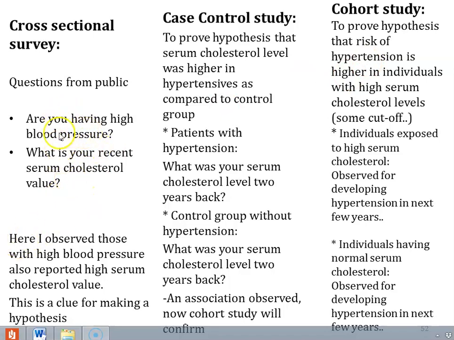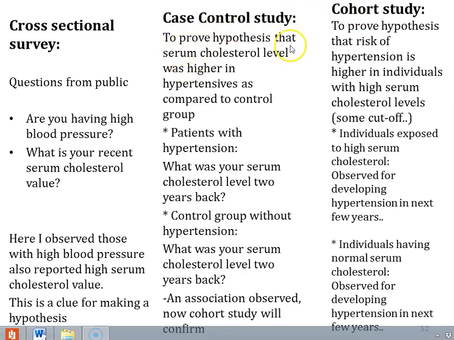Now, if I find that those persons who are having high cholesterol levels are also reporting high blood pressure, then it can give me a clue for making a hypothesis. And if I have got a hypothesis, I will choose one of these analytical study designs, either case control or a cohort study.